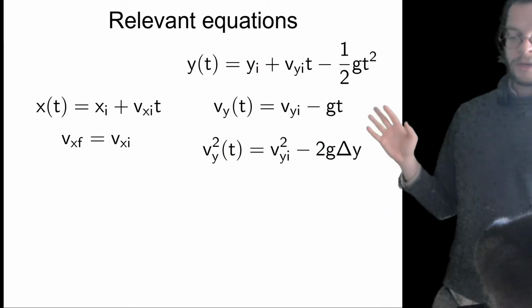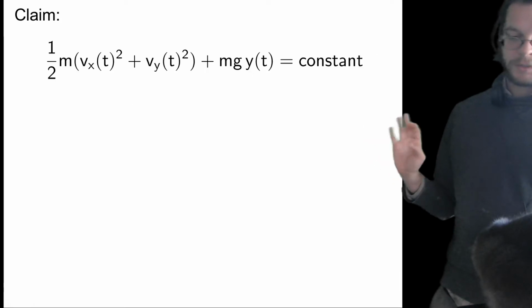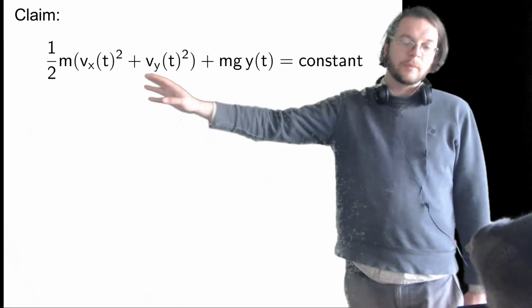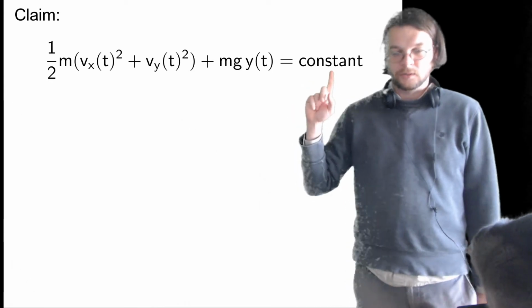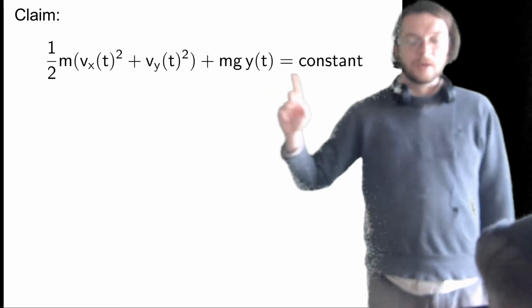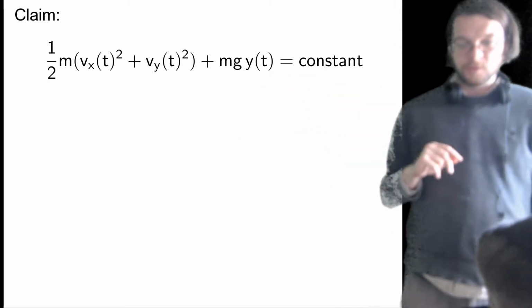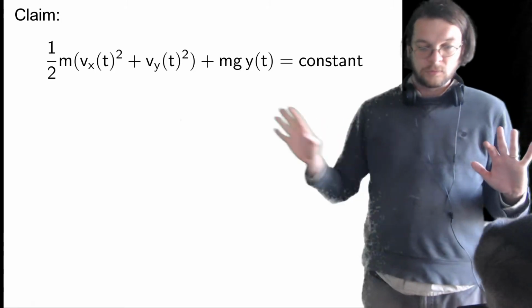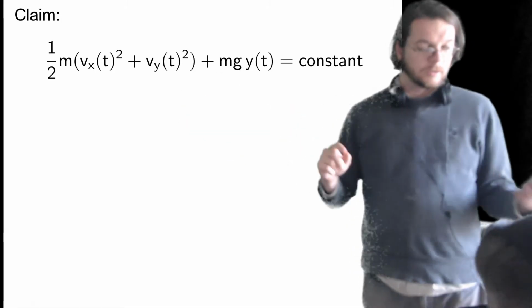So without just letting you try to guess, I can tell you what it is. The claim is that this combination of things adds up to a constant. In other words, these things, which do depend on time, add up to this thing, which does not depend on time. And so let me try to show you that indeed this is true.